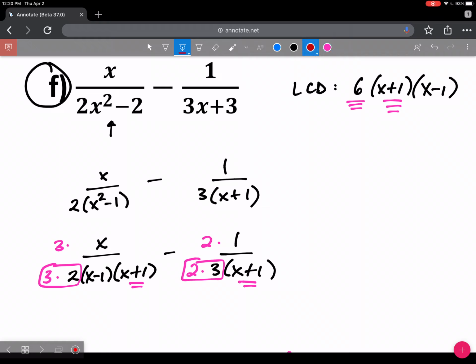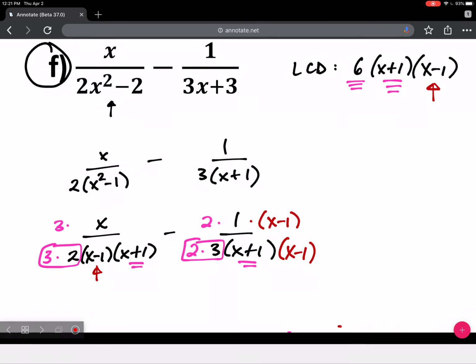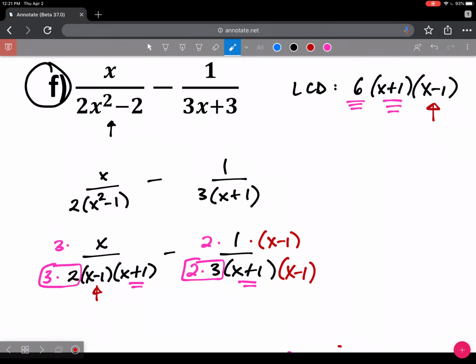And then finally, I just need to incorporate this x minus 1 term. So that one's already there, so I just need to add it here. Pardon me, not add, it's multiply. You have to multiply it on. It's like you're attaching it with multiplication. Whatever you do to the bottom, you do to the top. Now what we'll do is we'll take this numerator, subtract this numerator, all divided by this lowest common denominator.